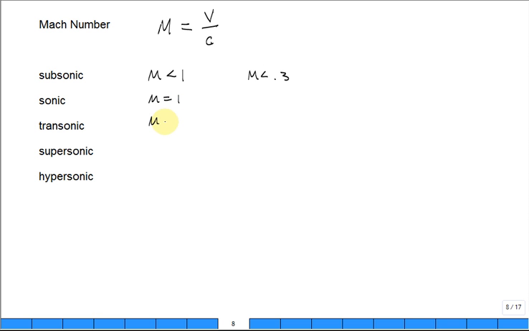Transonic, Mach numbers around 1. See, sonic is right at 1. It could be 0.98, that's transonic, or 1.03, transonic. It's around 1. Supersonic, greater than 1. And hypersonic is like super, right? So it's the Mach number much greater than 1.